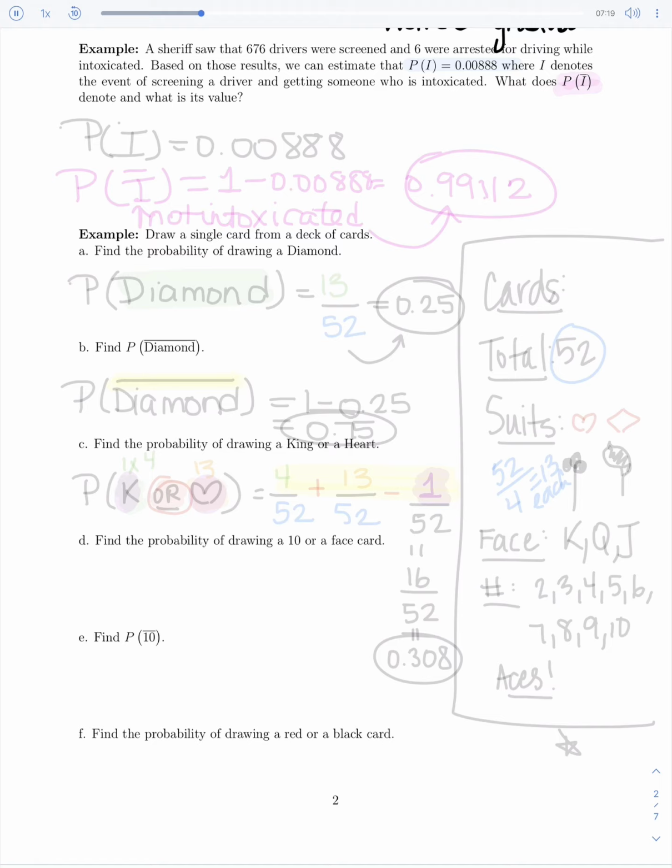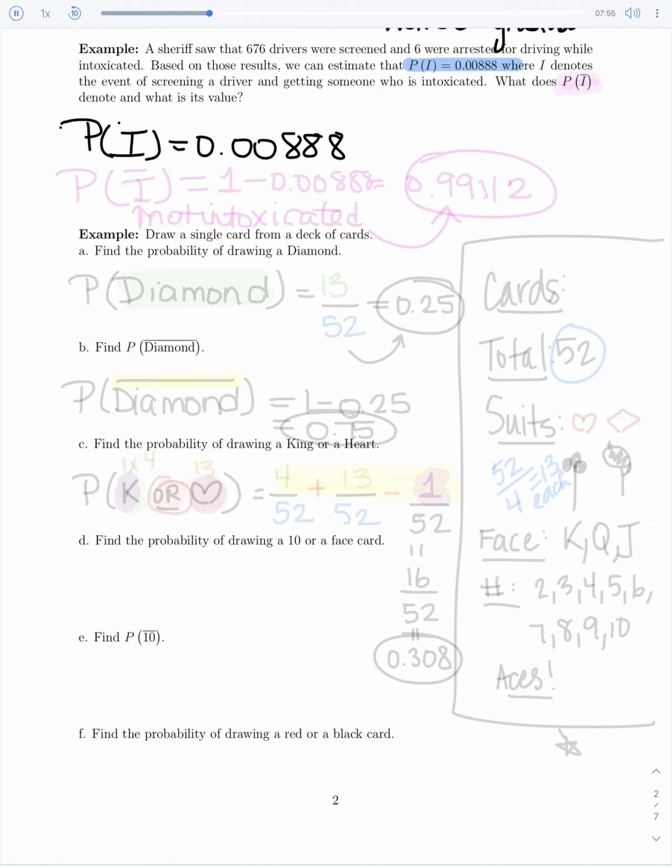Let's take a look at this next example. A sheriff saw that 676 drivers were screened and 6 were arrested for driving while intoxicated. Based on those results, we can estimate that P of I equals 0.00888, where I denotes the event of selecting a driver who is intoxicated. So P of I tells us the probability of somebody being intoxicated is 0.00888, according to this statement here.